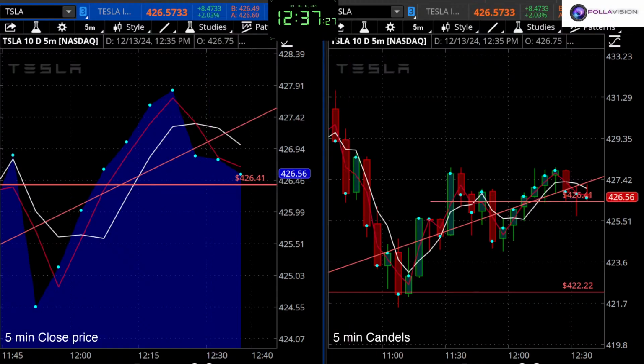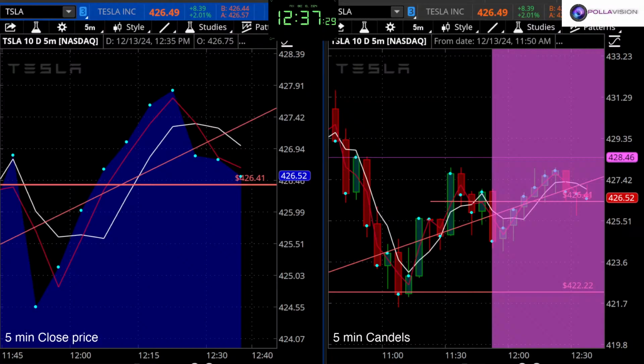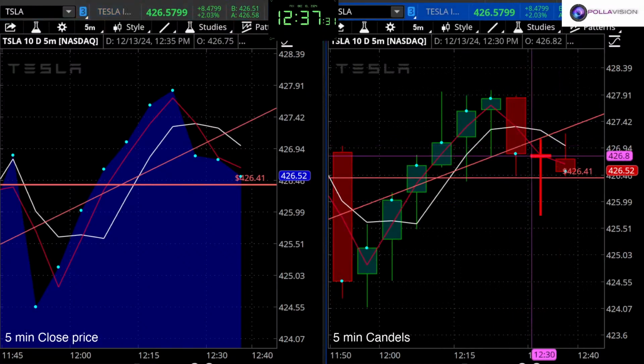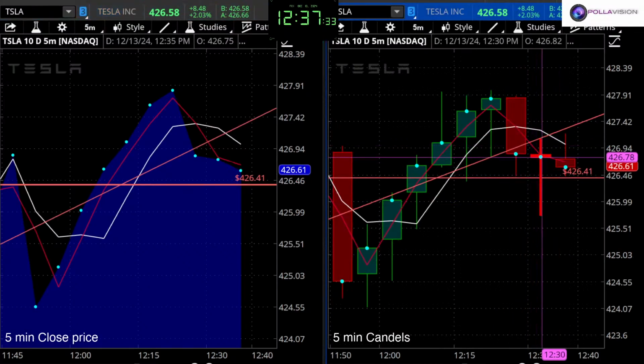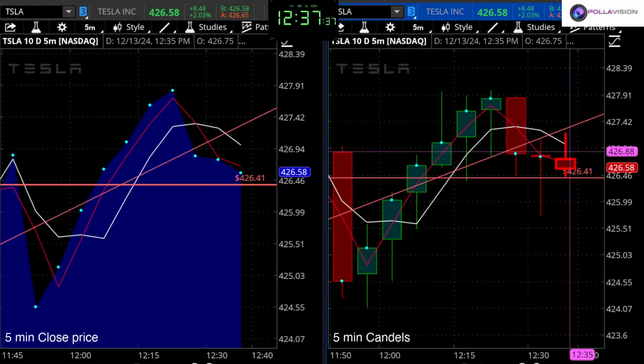Which way is it going? Let's zoom in. Let's see what kind of candles we got. So we have a little bit of a doji hammer. Where is this next place going to be? Let's look at a 2-minute chart.